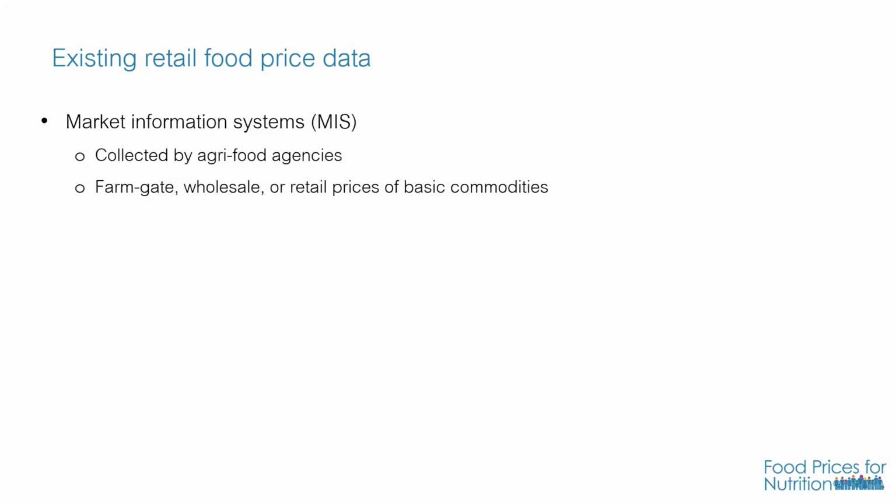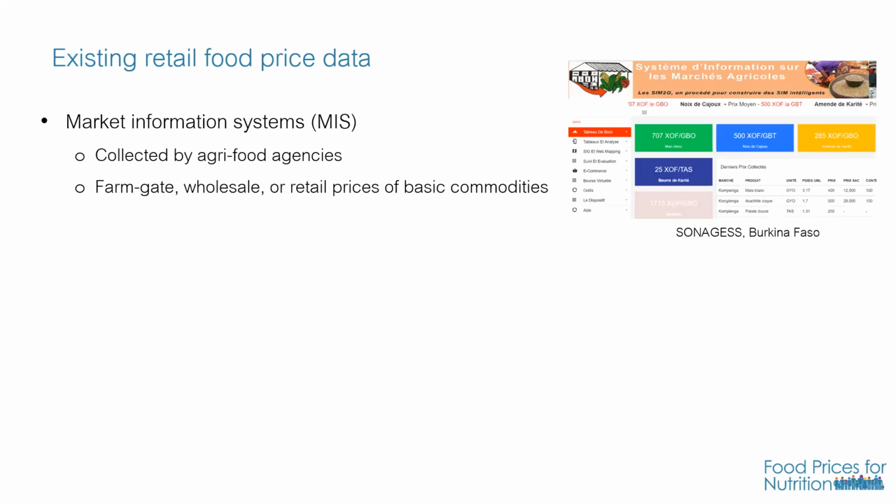For example, many countries have market information systems. Agri-food agencies, like the Ministry of Agriculture, may be collecting these for their own monitoring purposes. Sometimes these are farm gate or wholesale prices, but oftentimes there are also retail food prices, either of basic commodities or a larger set of food items. For example, we have an image of the market information system that's available online in Burkina Faso, and that provides food prices as well.